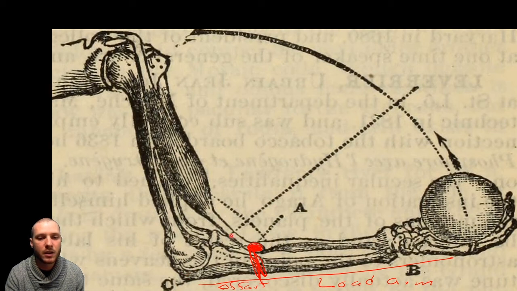So we have our weight here. The biceps is going to contract. It's going to pull on the lever at this point, and we're going to get great distance, but it's going to take a lot of energy and expenditure of the biceps to be able to perform that motion.